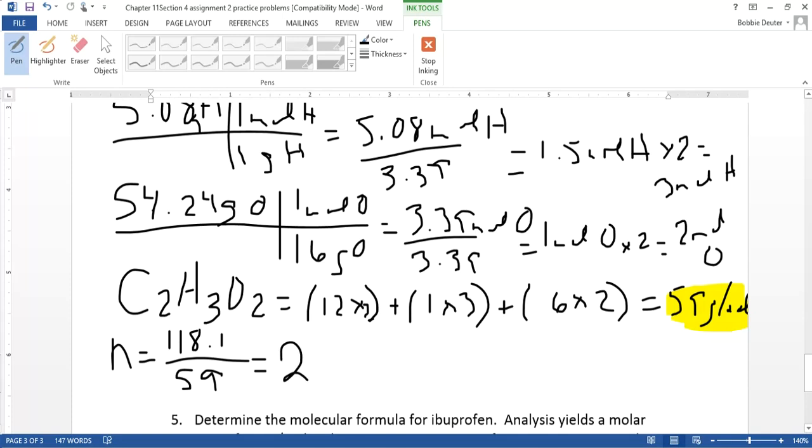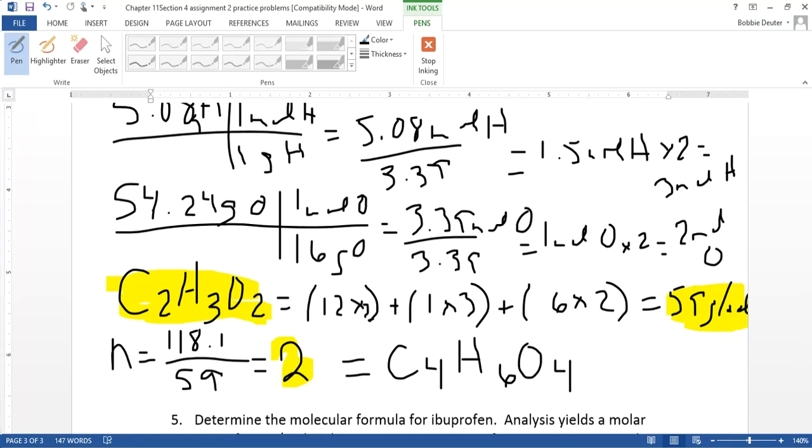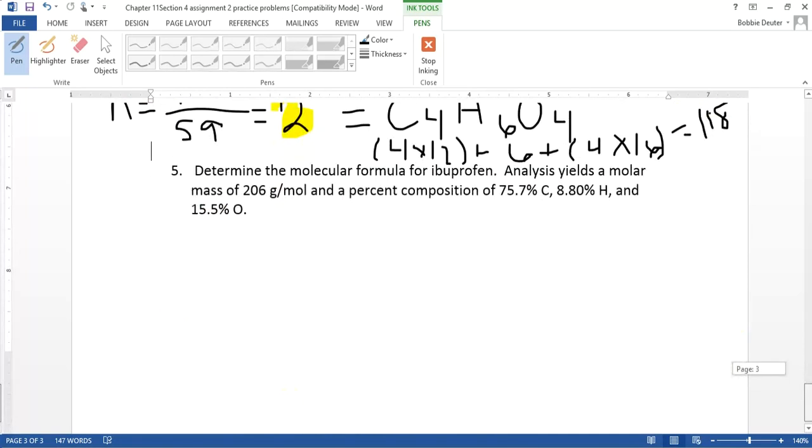So basically what we do is we take this 2 that we just solved for, and we multiply it by this. And so the molecular formula for this would equal C4H6O4, because we're multiplying it by 2. Now here's a good way to double check. Take this formula, 4 times 12 plus 6, and 4 times 16. And when you get this, if we use the right thing, you should get 118. And so that's a good way to double check that you have the right one.